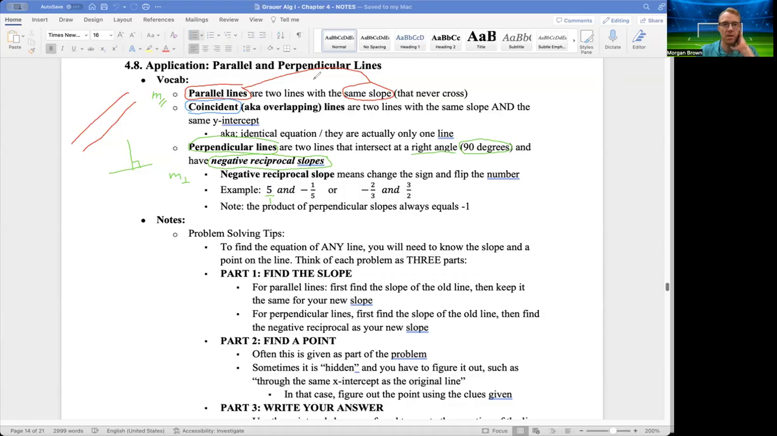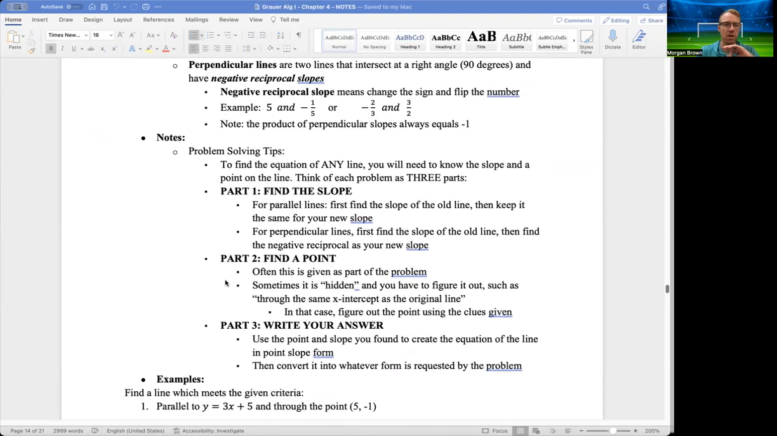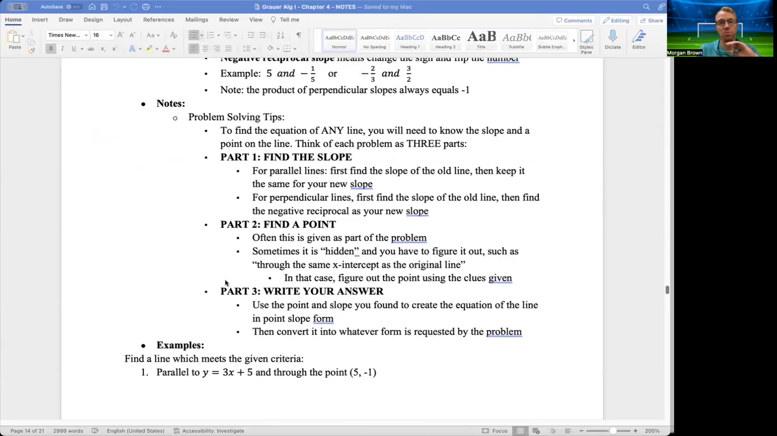So the next thing is, what do you do when you have a problem and they tell you to find a parallel line or find a perpendicular line? How do you do it? It's always a three-step process, and the process is basically the same for any kind of line that you're trying to find. In order to graph a line, you have to find a slope and you have to find a point, and you could put the point and the slope together into point slope form. So what does that look like?